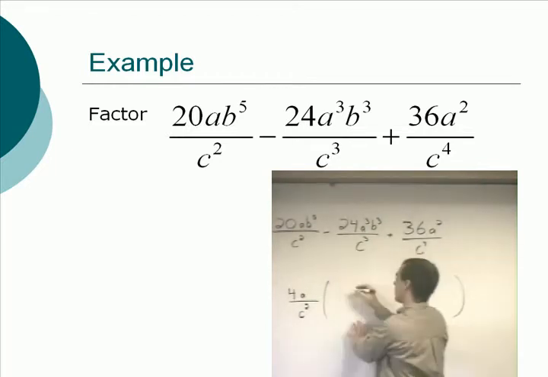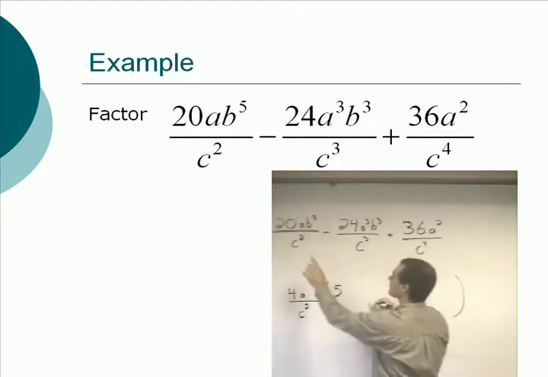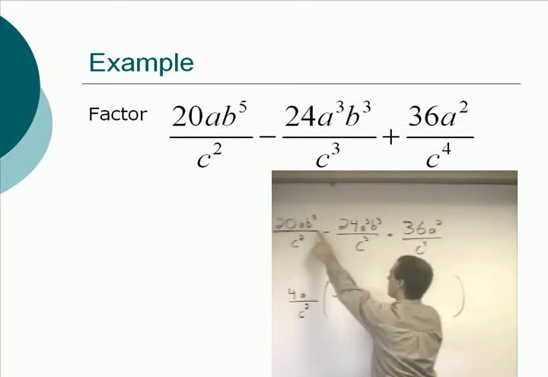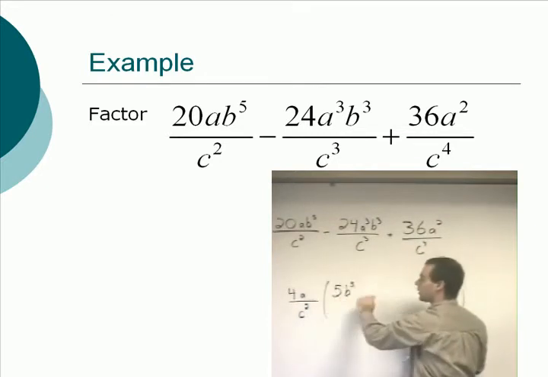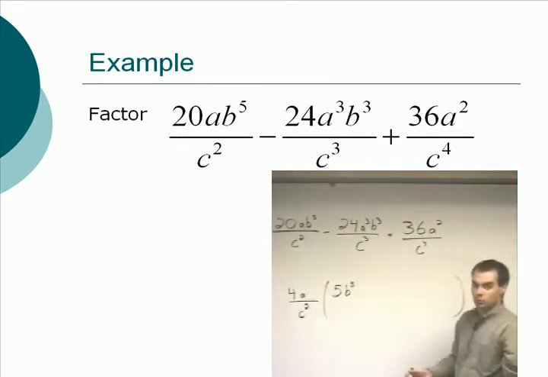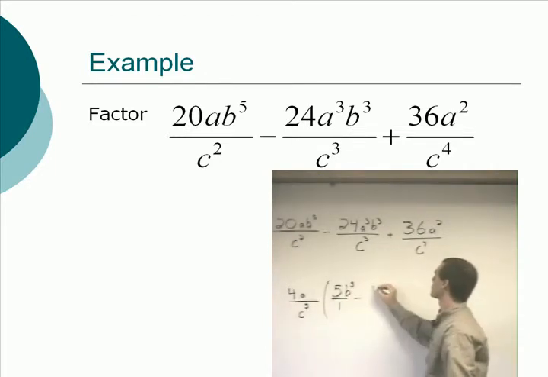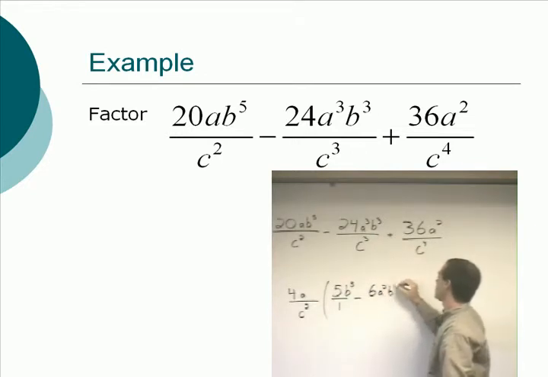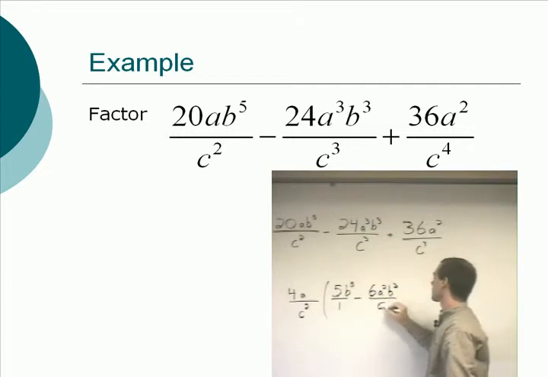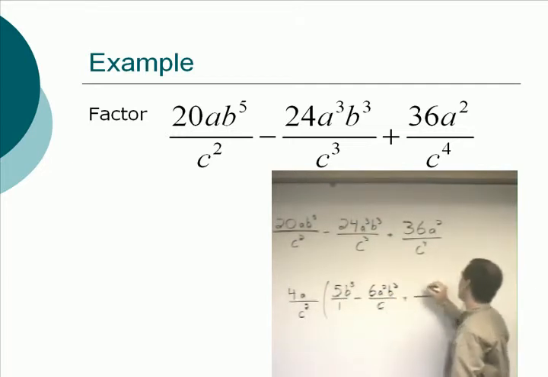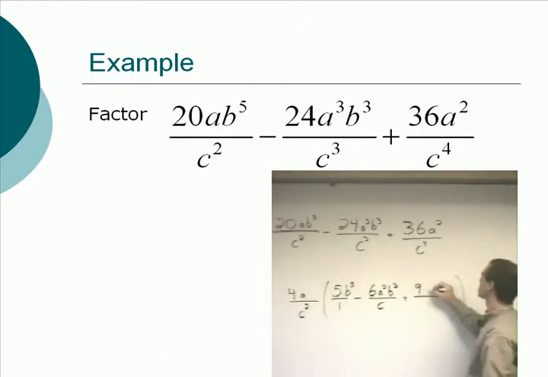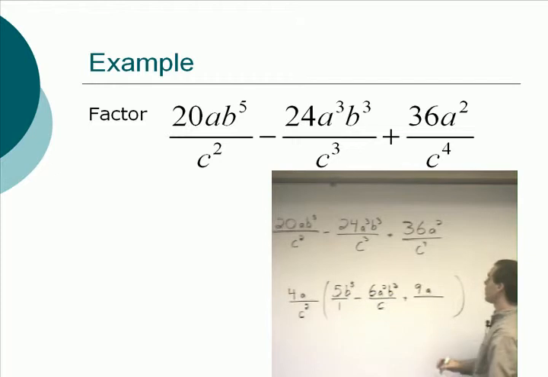The first term, we're left with 5. Our a went out front. The b to the 5th are still there, over 1. I'm just going to put that there to clarify it, but it's gone. It's just over 1. Minus, next one, 6 a squared b to the 3rd, they're all still there, over c, and the last one, 9a over c squared. So that's it.